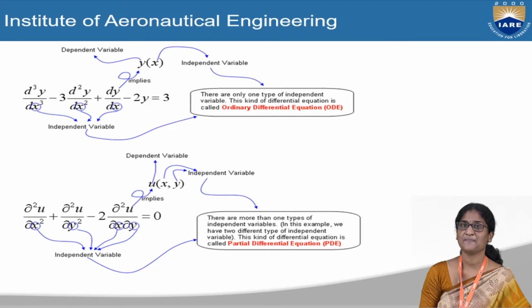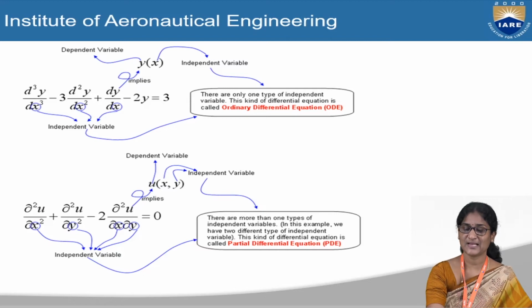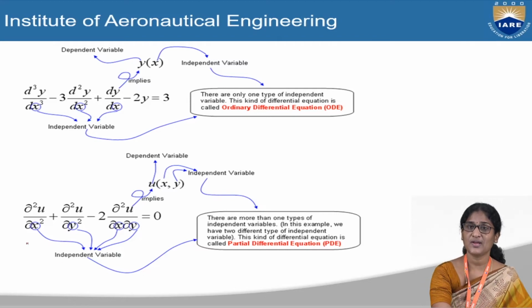In the first example, d cube y by dx cube minus 3 into d square y by dx square plus dy by dx minus 2y is equal to 3. Here you can see in the first example, only two variables are maintained throughout the equation, that is y and x, and y is the dependent variable and x is the independent variable. You go to the second example, dou square u by dou x square plus dou square u by dou y square minus dou square u by dou x dou y is equal to 0, and this is a partial differential equation.